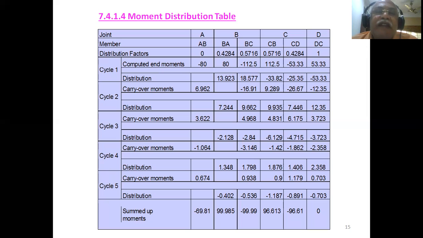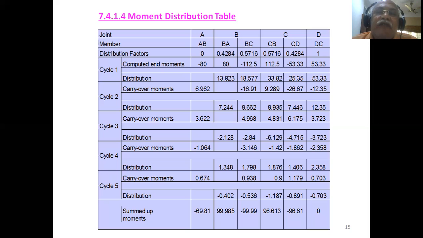Then, friends, in the second cycle, what we have to do is carry over. These moments will have to be carried over, and we have to keep on distributing once again. Okay. 13.925, half of this will be 6.962 in the same sign convention, because you know that the carryover to the far end will be with the same sign, whatever moment we are applying. I have explained that, and we have already derived this.